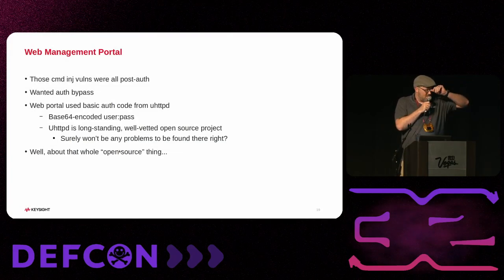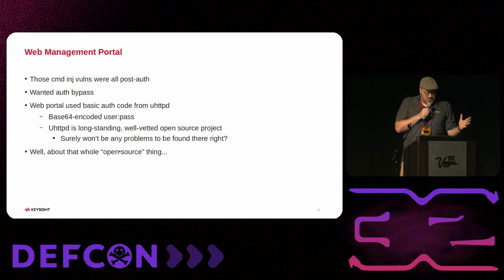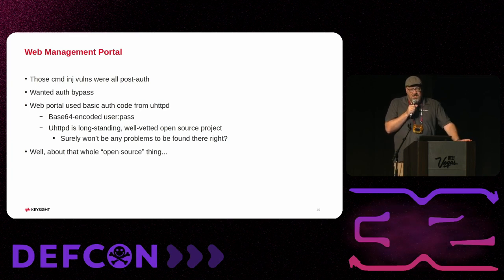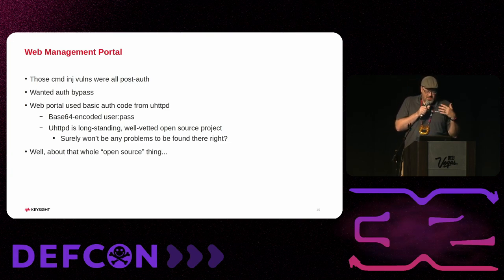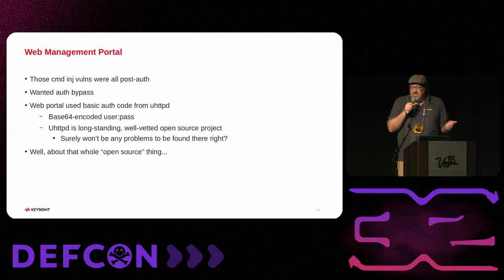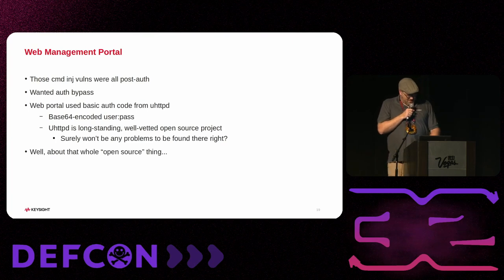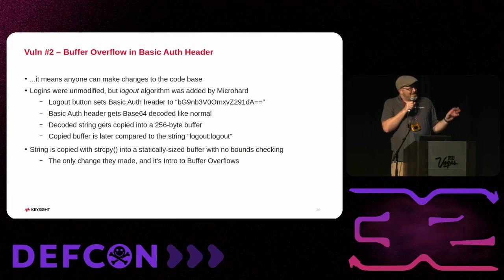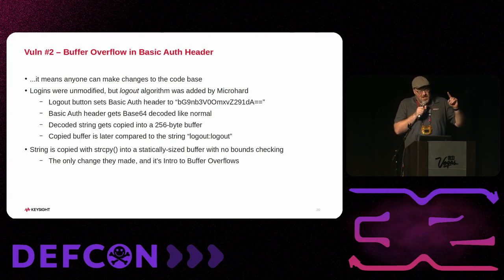Okay, so like I said, those vulns were all post-auth, but I really wanted something pre-auth because that's so much sexier. So I started looking at the way they handled authentication. As far as logging in, it was vanilla OpenWRT. They used basic auth, so basically a base64-encoded user:pass. Since this is uHTTPd, part of OpenWRT, you'd think it would be very well vetted, but it is an open source project, so they were able to make their own modifications. Logins were generic; logout was where they made a mistake.